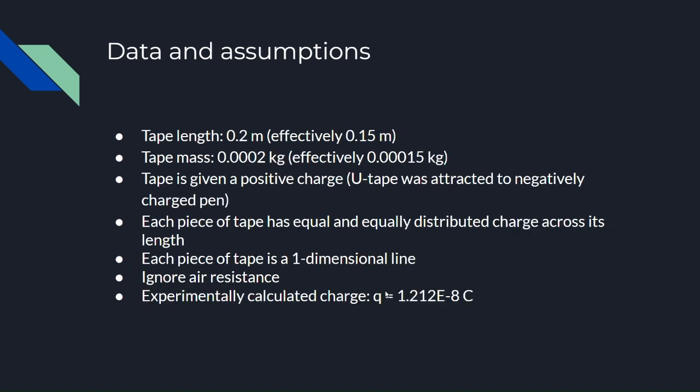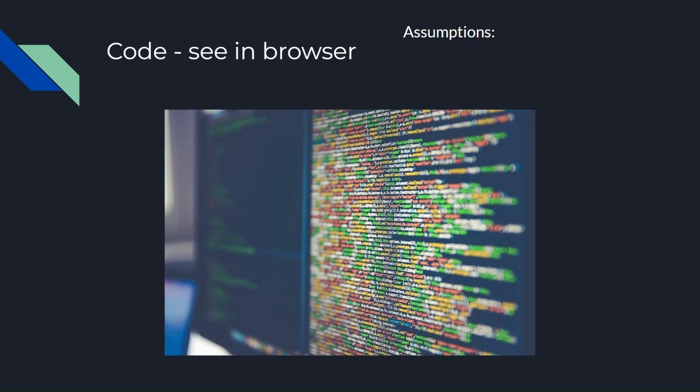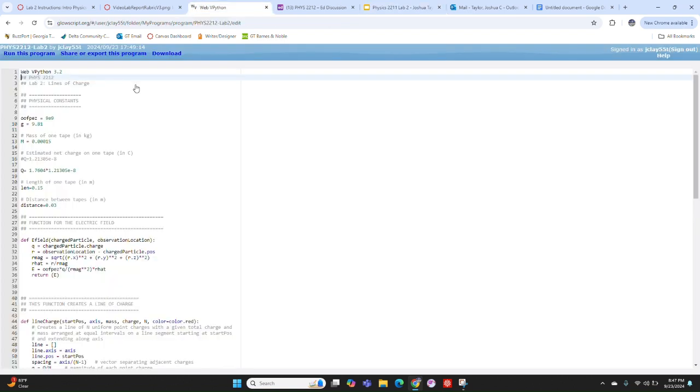So, some data and assumptions. The tape length is effectively 0.1 meters. That was covered last week. Same as tape mass. The tapes have positive charge. Each piece of tape is assumed to have an equal and equally distributed charge across its length. Each piece of tape is assumed to be a one-dimensional line. We ignore air resistance. And last week, we experimentally calculated the charge on a piece of tape to be 1.212e-8 coulombs.